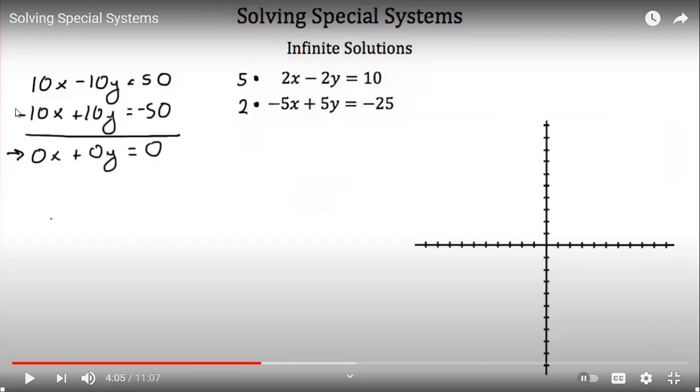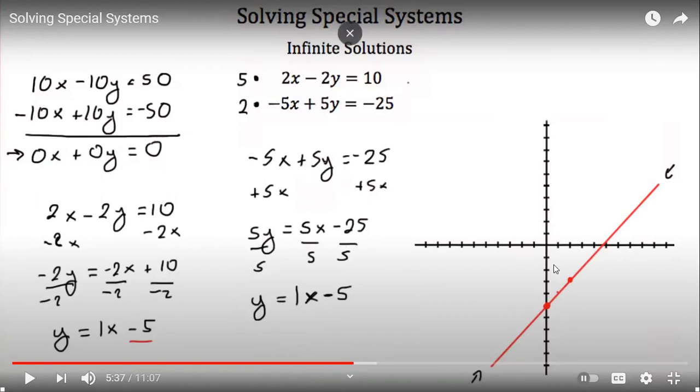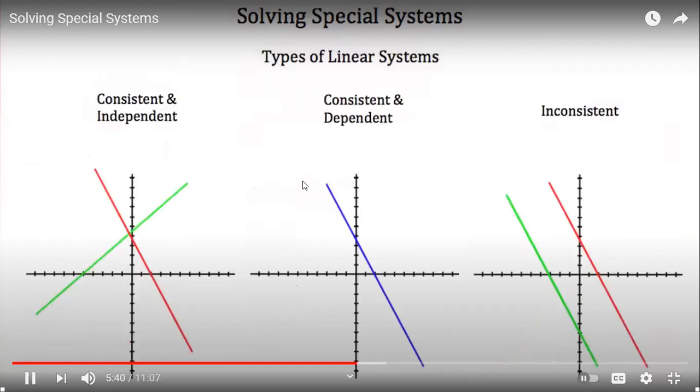That means we have how many solutions? When we have 0 equals 0, this means we have many solutions. Exactly. Then we rearrange the equations to graph them, keeping y and following the slope-intercept form. Once we graph them, we notice that we have only one line, which means an infinite number of solutions.